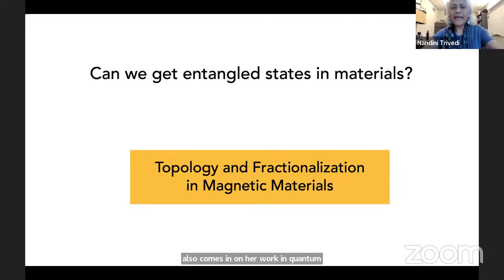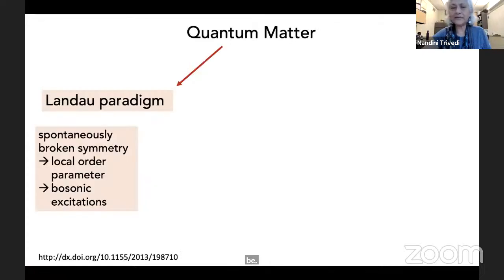And can we actually see this signature of topology and fractionalization in materials? So I'm going to give you an answer in the affirmative for both of these. But before I dive in, I want to tell you just how big a deal it is.